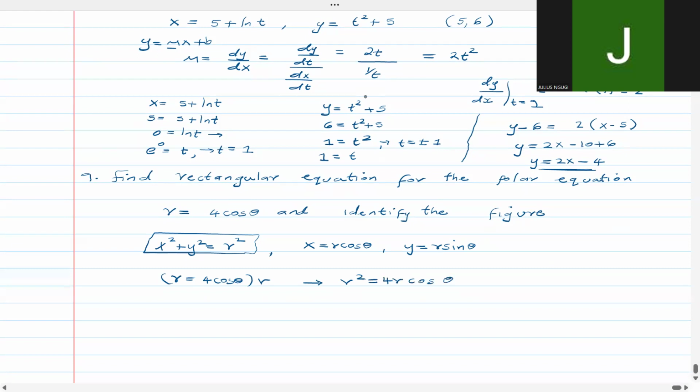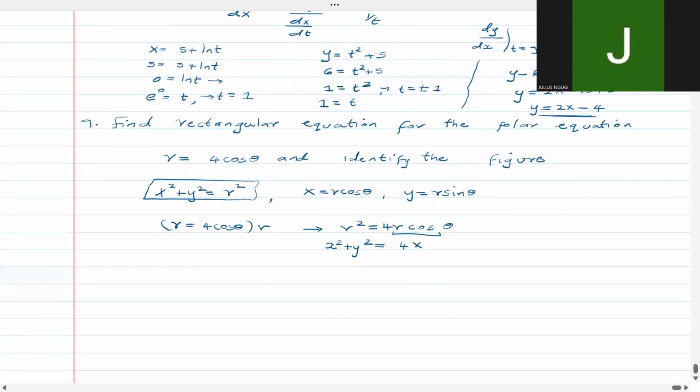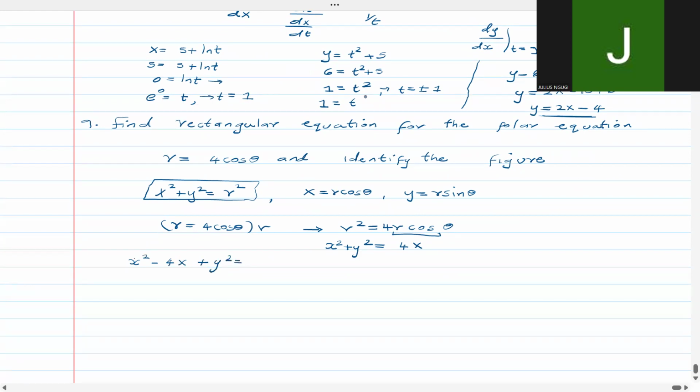That way we have all that we want, because r squared is x squared plus y squared, and r cosine of theta we know is x. So we have x squared plus y squared equals 4x. We can move 4x to the left-hand side, and we get x squared minus 4x plus y squared equals 0.